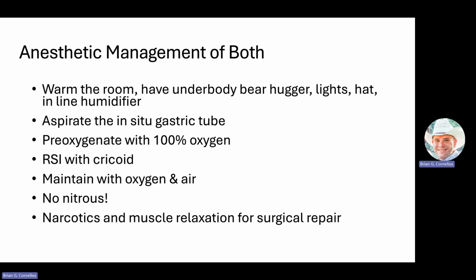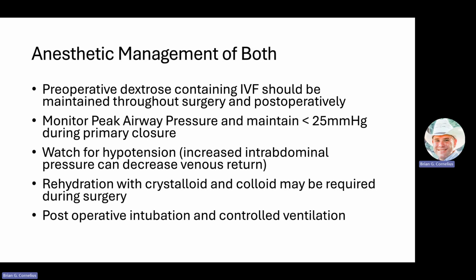From an anesthesia standpoint, kind of basic things that we do for all our other patients: make sure the room's warm, underbody Bair Hugger, anything you can do to kind of capitalize on keeping the patient warm. Aspirate the gastric tube that's in place to help reduce the volume of the intestines. Good pre-oxygenation, RSI with cricoid pressure for these patients as well. Maintain with oxygen and air, avoiding nitrous because of the increased risk of bowel distension. And then again, narcotics and muscle relaxation are kind of our go-to for these patients as well. Other things to think about: maintaining adequate nutrition through dextrose containing IV fluids that will continue post-procedure.